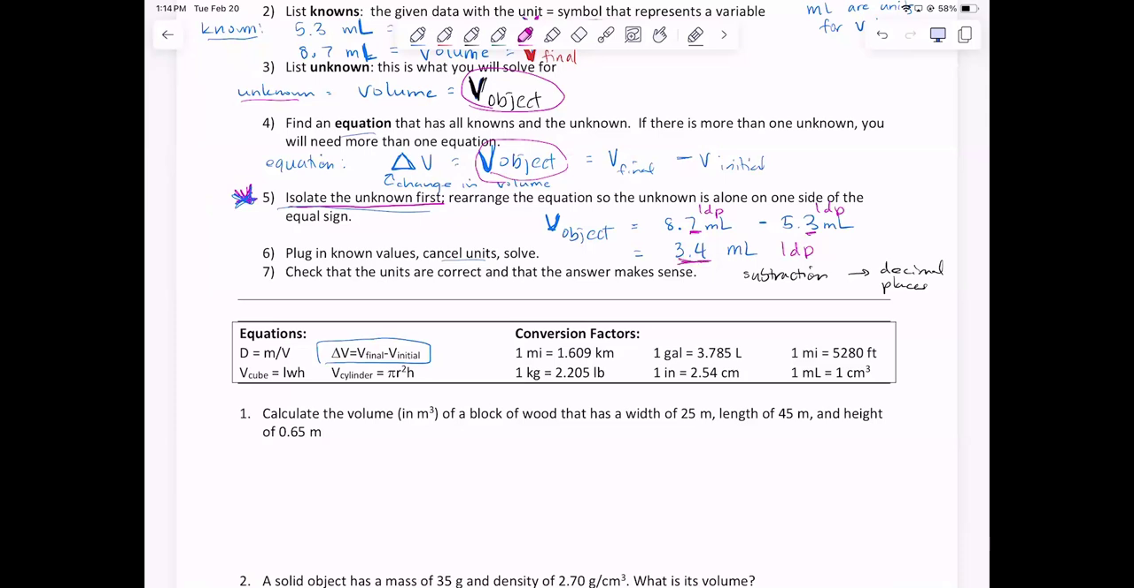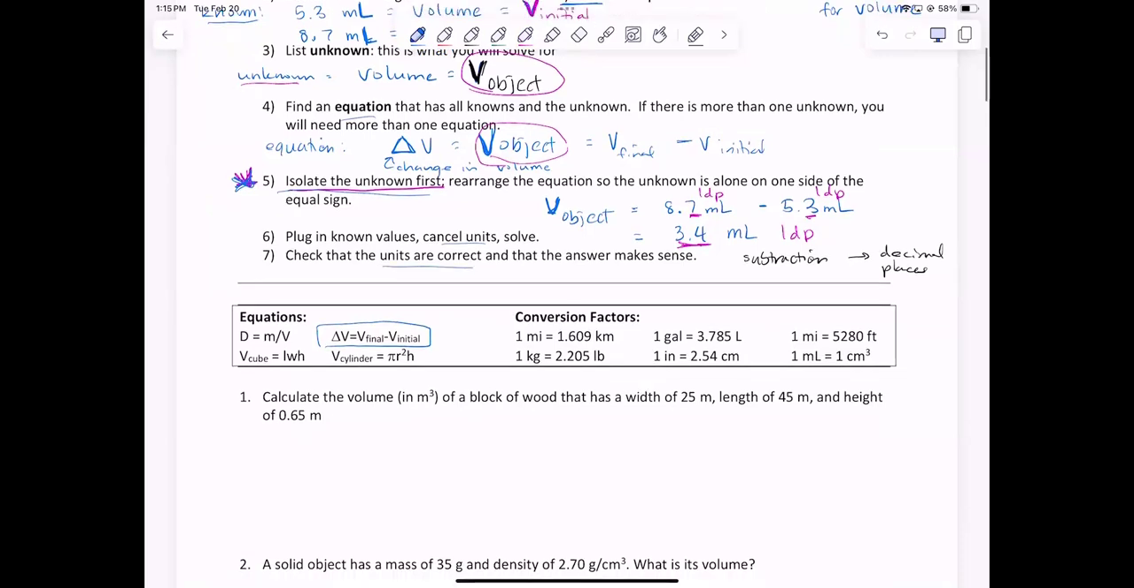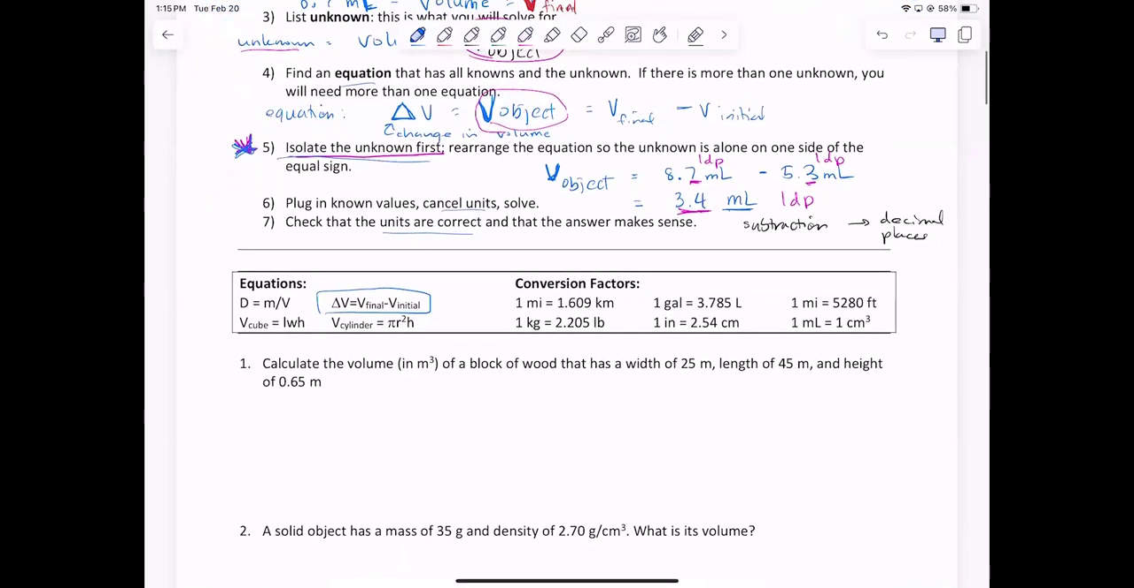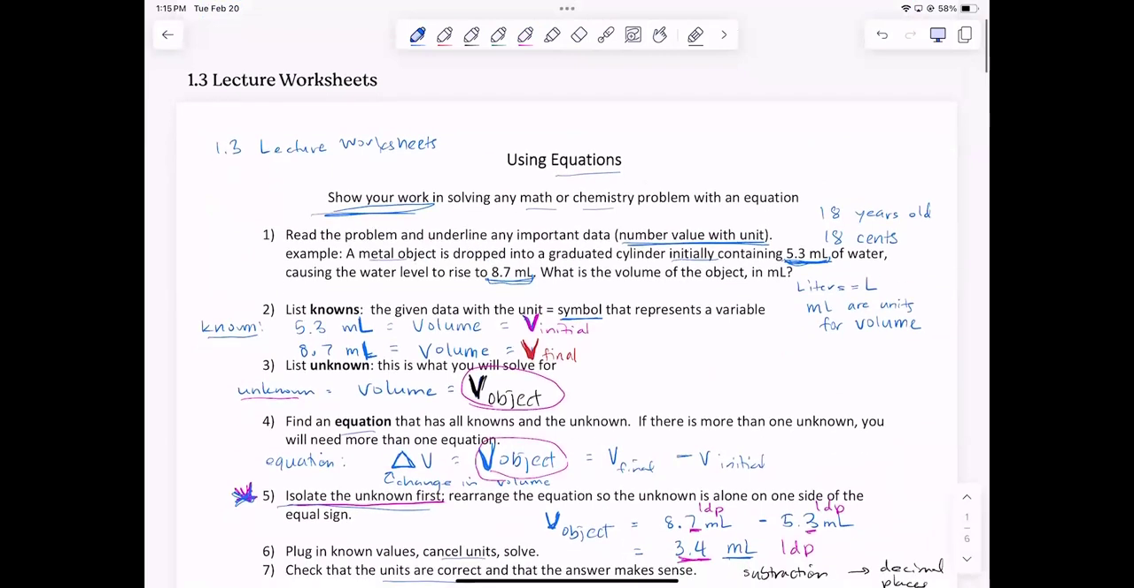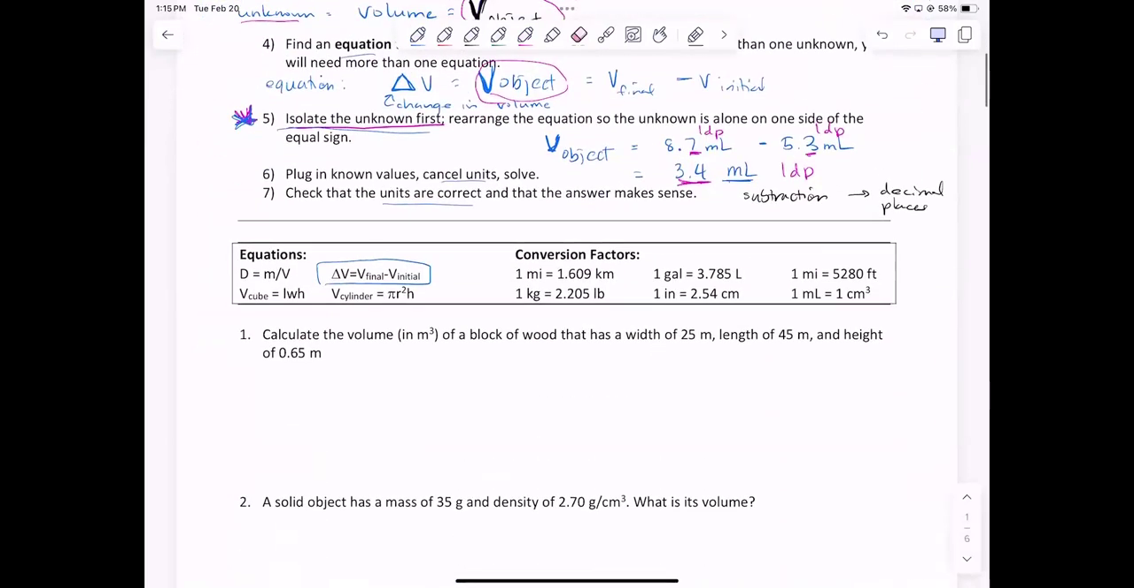If it were multiplication or division, I'd go back to the original numbers and look at sig figs. So this is set. We want to check that the units are correct and that the answer makes sense. So it shouldn't be too big or too small and should always have units. Okay, so it's a stepwise process to show your work. And let's look at this example.